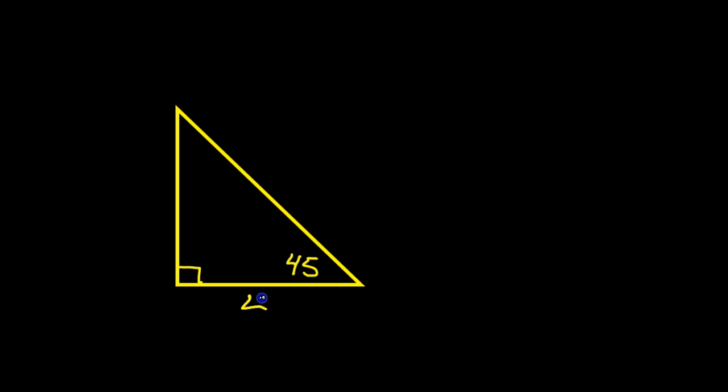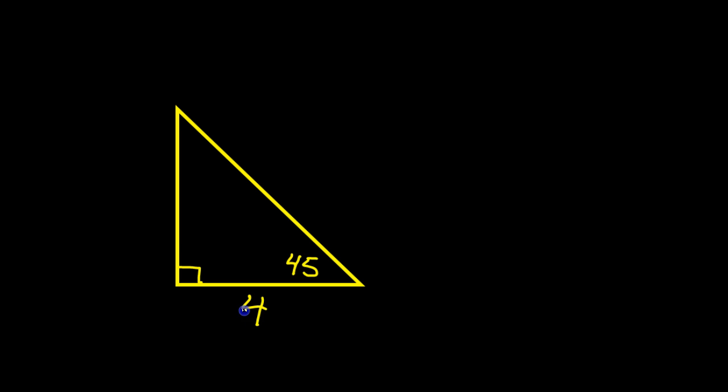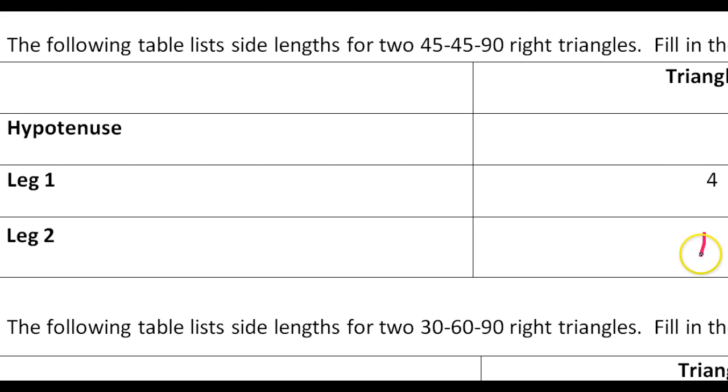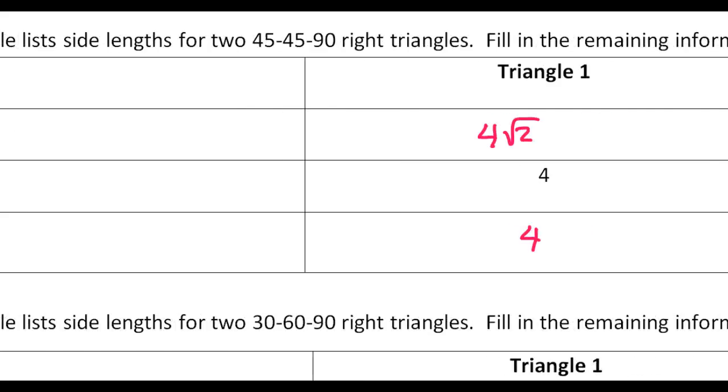So we're given that one of the legs is 4, and we're supposed to find the other leg and the hypotenuse. Well, like we just discussed, if one leg is 4, the other leg will also be 4, and then the hypotenuse will be 4 radical 2. So leg is 4, hypotenuse is 4 radical 2. Okay, so the other leg is 4, and the hypotenuse is 4 radical 2. So that's what went down on the first triangle.